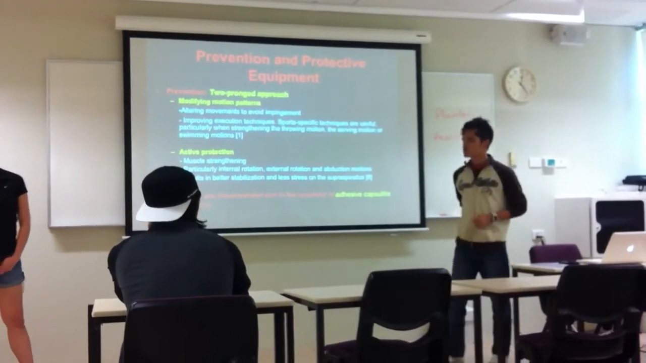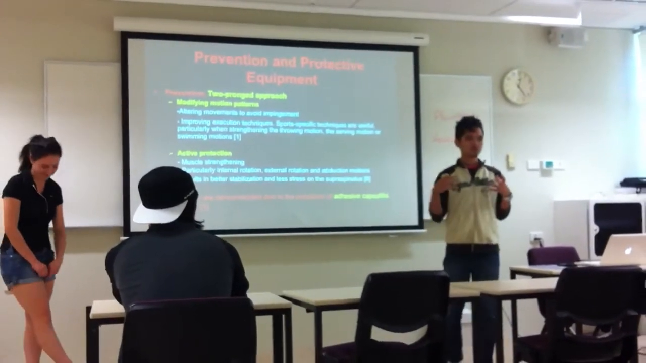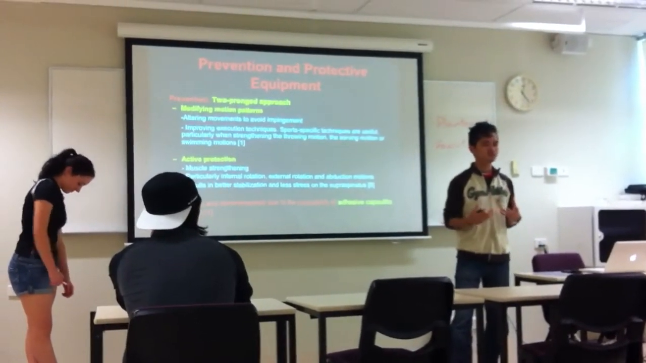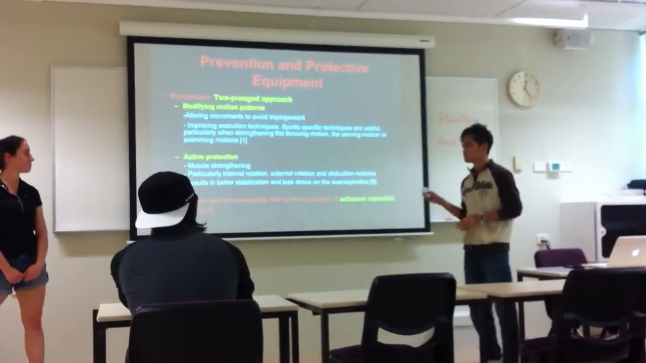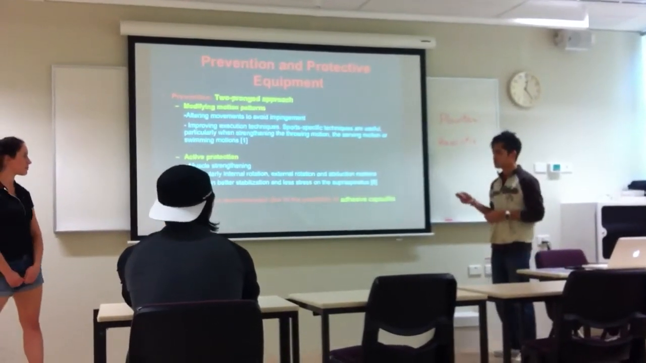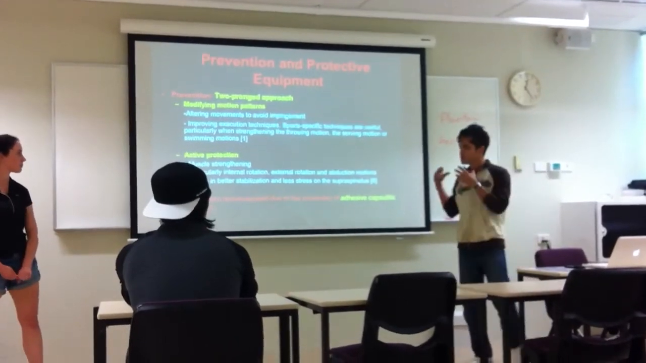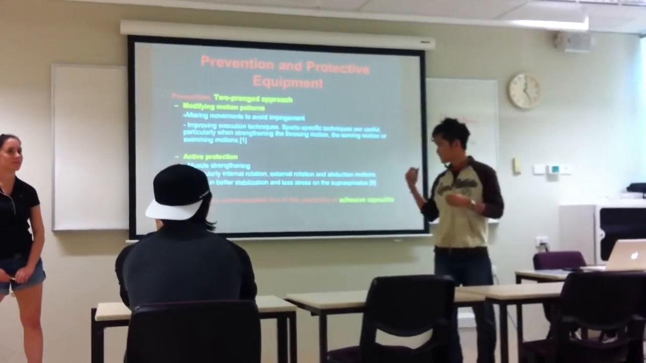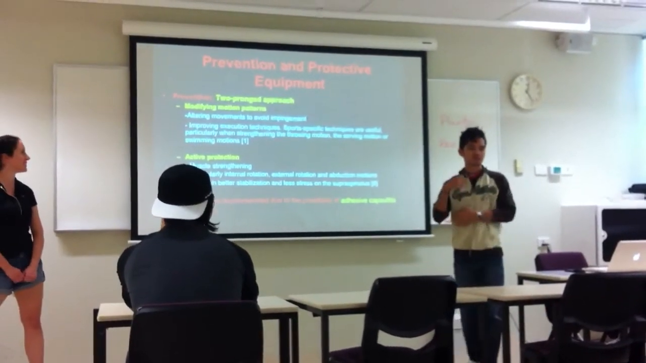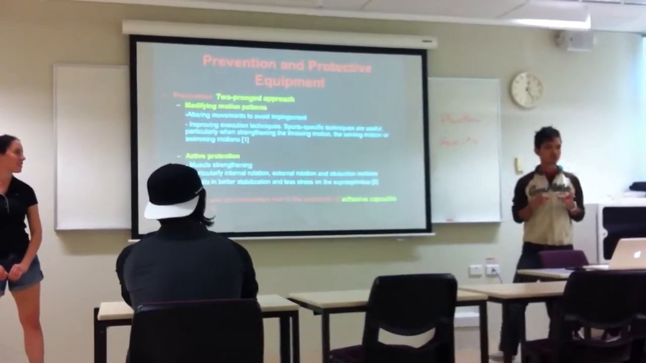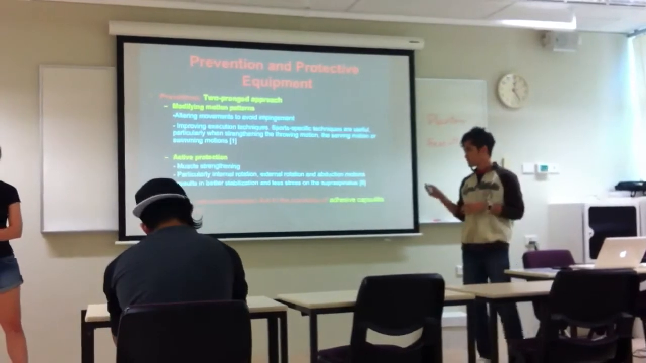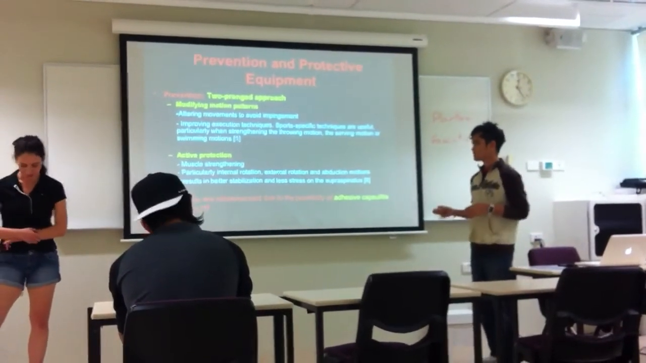And then for active protection, what you want to do is to have muscle strengthening, right? You want to strengthen the surrounding muscles, the subscapularis and so on and so forth. Specifically, internal rotation, external rotation, and adduction, because these are the muscles which do not stress your supraspinatus as much. No slings are recommended, alright?